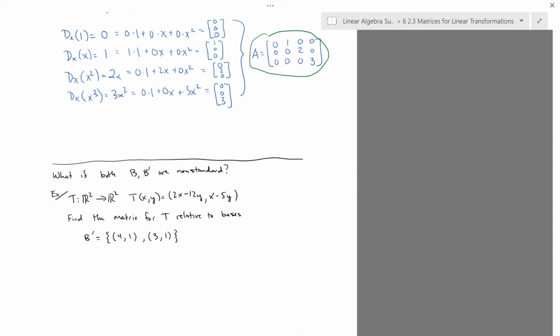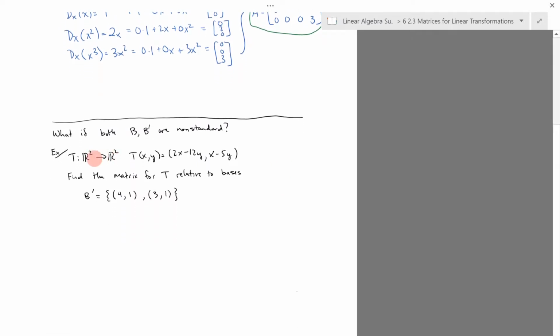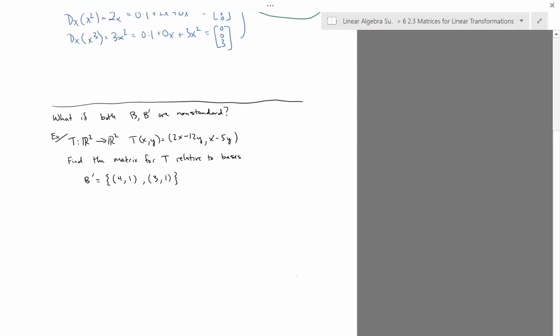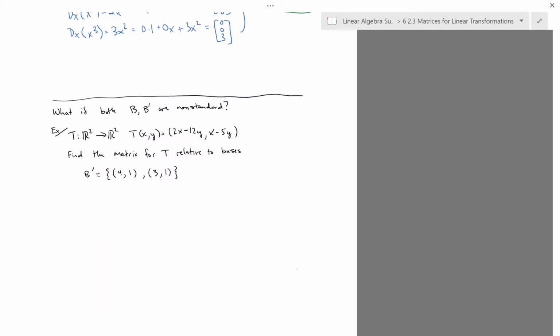Okay, so here we go back to the vector space R2, but now we're looking at a non-standard basis B prime given by these two vectors. Again I transform each of the individual basis vectors. So T of (4, 1), that's 8 minus 12 is negative 4, and then 4 minus 5 is negative 1. And I transform the next one, (3, 1).